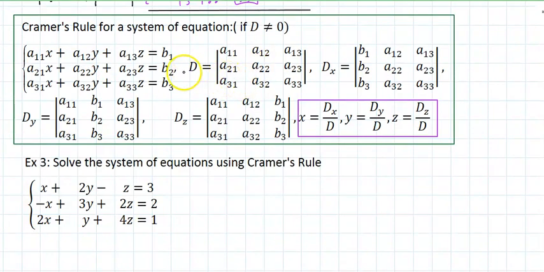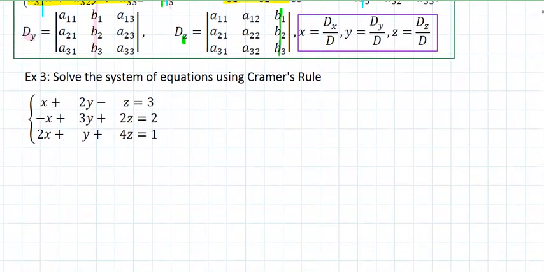You find D. What's D? D is the coefficients of the variables. What's d sub x? Well, we know how that works. Take this and replace it right there. How about d sub y? Well, we know how that works. Take the constants, replace the y column by it. And what's d sub z? Take the z column and replace it by the constants. And that's how it works. So I'm going to do some of each.